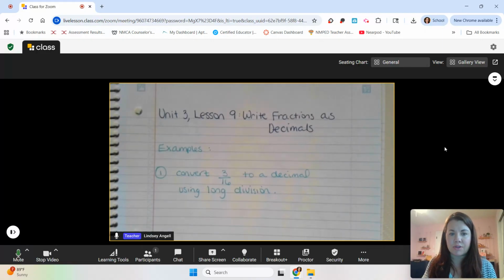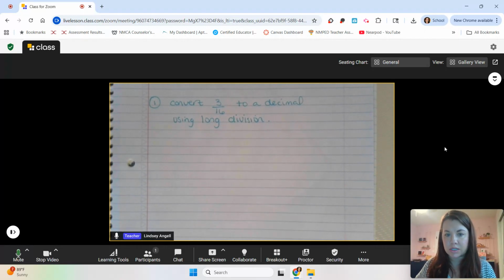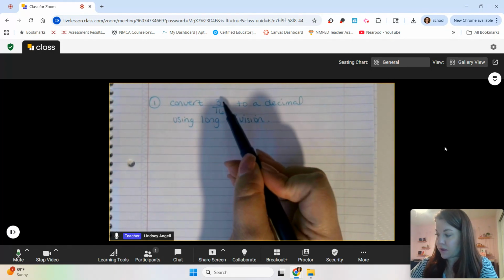So for this first example, we're going to convert 3/16 to a decimal using long division. I'm pretty sure most of the problems in your lesson go to the hundredths place. So we could do that, or whatever place value it tells you to go to, go ahead and make sure that you do that.